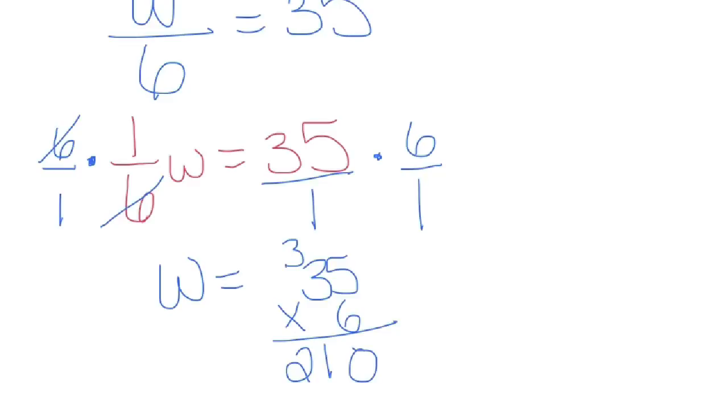Now let's test our answer. We should always test our solution to see if we are correct. Put the 210 in for w. 210 divided by 6 does in fact equal 35. You can always check with your calculator if you like. So we get a check there. Good job. Let's go ahead and do one more. Maybe more. One, maybe two.